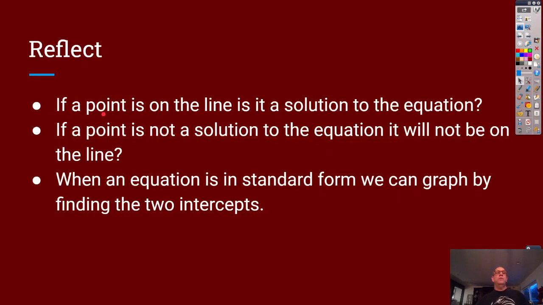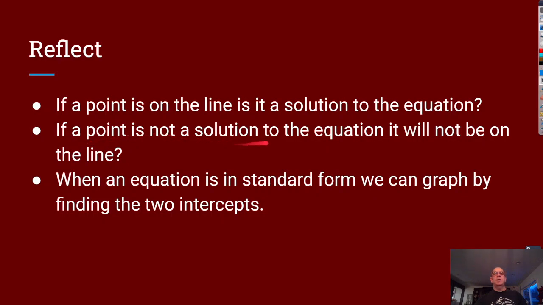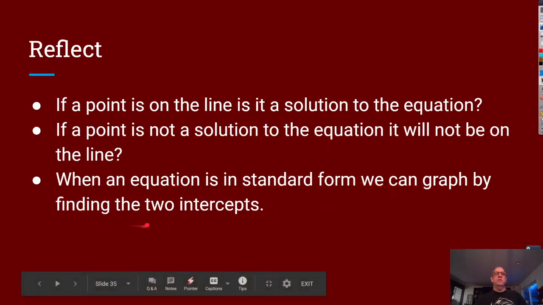All right, so if a point is on the line, it is a solution to the equation. If a point is not a solution to the equation, it will not be on the line. And when an equation is in standard form, we can graph it by finding the two intercepts and drawing the line in between them.